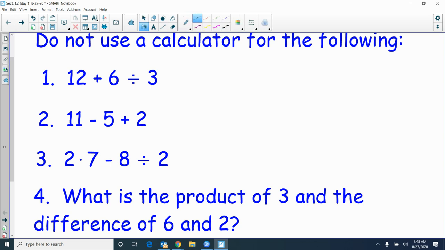All right, who's got an answer for number 1? Sam? 14. 14. Okay, so we got 6 divided by 3 is 2, 12 and 2 is 14. Very good. All right, number 2, Zach? 8. Let's see here, we got 11 minus 5 is going to be 6. I'm going to add 2, that is 8. Very good. Number 3, Jada? 10. Let's see. So I got 2 times 7 is going to give me 14. And then I got to do 8 divided by 2 is 4. 14 minus 4 is 10.